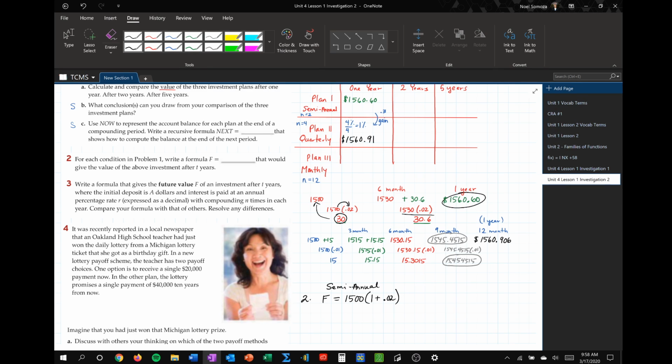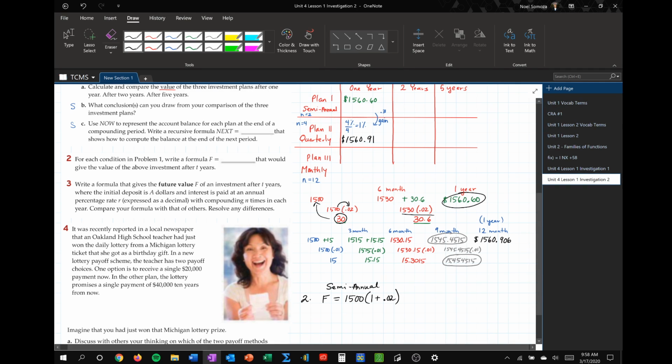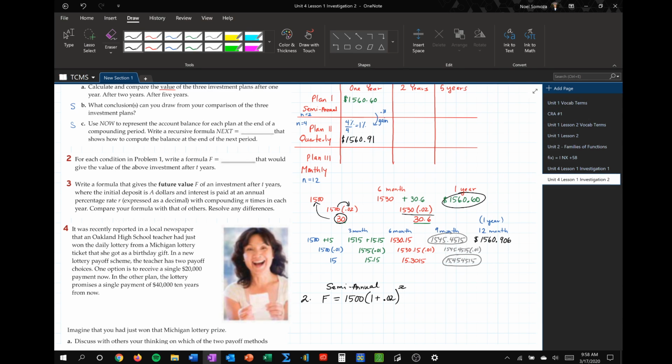Well, since I multiplied by 0.02 twice, I would have had to square it. And so it kind of breaks it up into how we end up with a $1,500 investment and end up at 1,560.